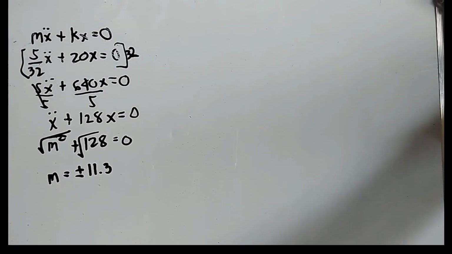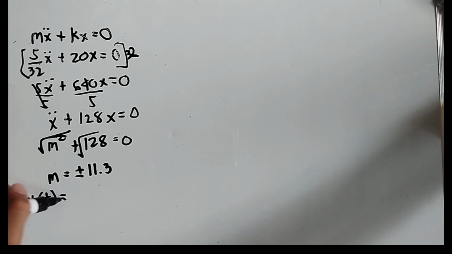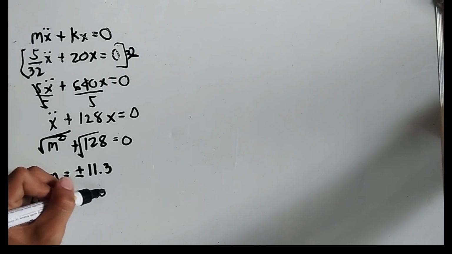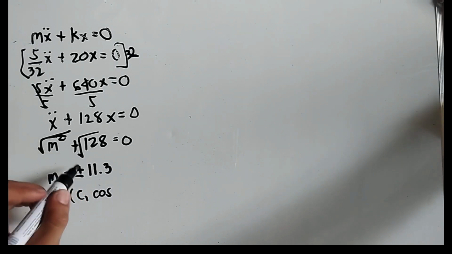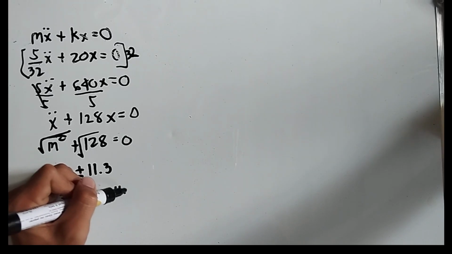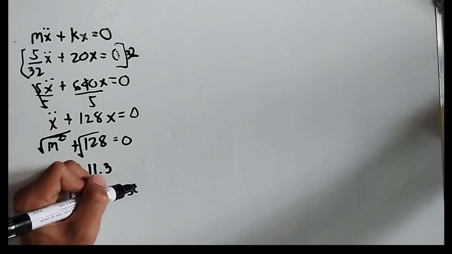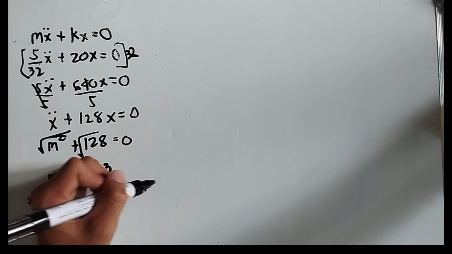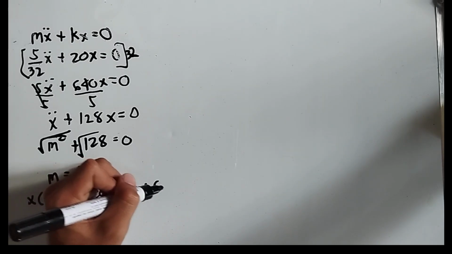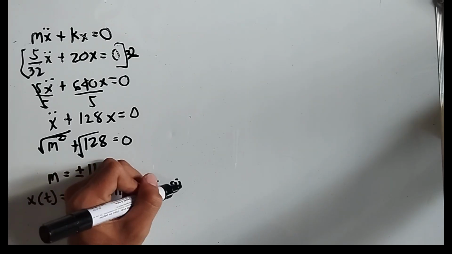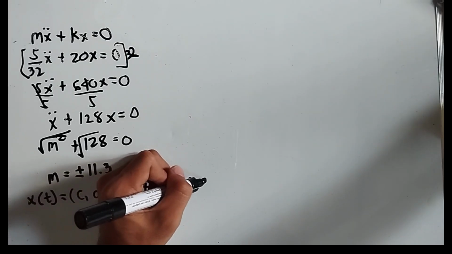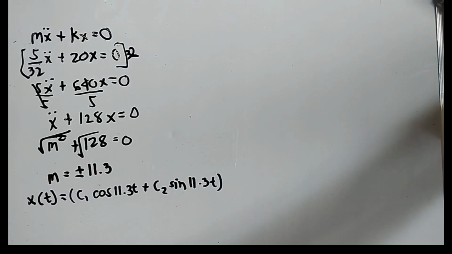In order to find x in terms of time, x(t) is equal to c sub 1 cosine of 11.3 t plus c sub 2 sine of 11.3 t.